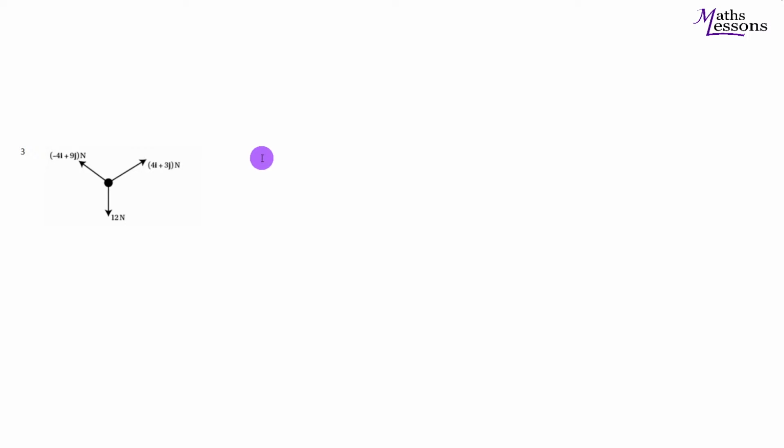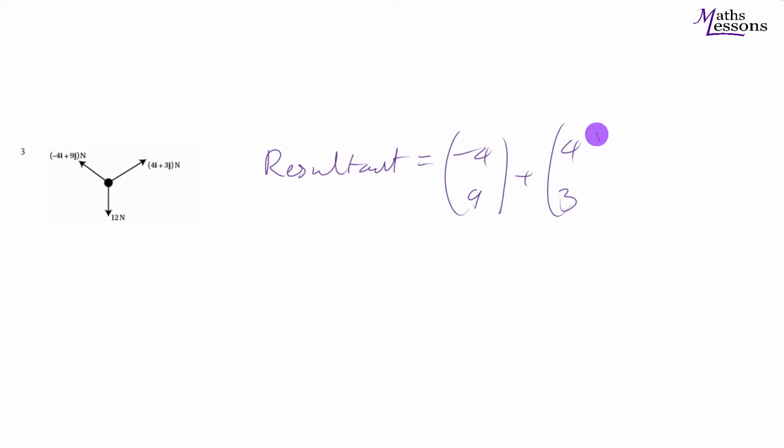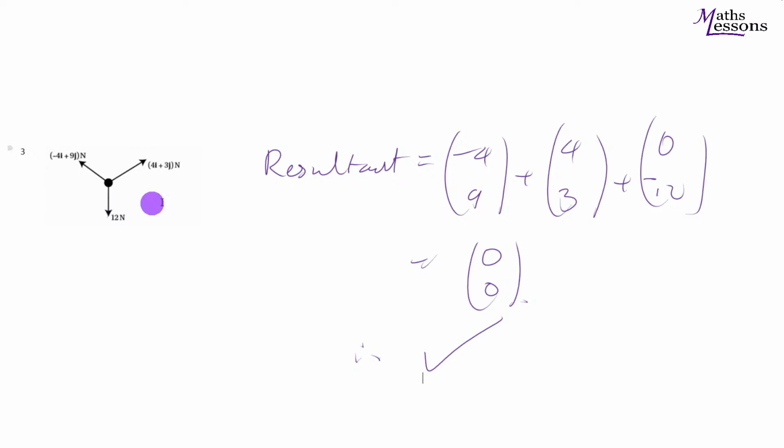Time's up. So we're going to have the resultant, if there is one, will equal minus 4, 9, plus 4, 3, plus 0, 12. Minus 4 plus 4 is 0, 9 plus 3, and I've just made a mistake because that's a minus 12 in there because it's acting down. Gives me 0 as well. Therefore, it is in equilibrium as well.